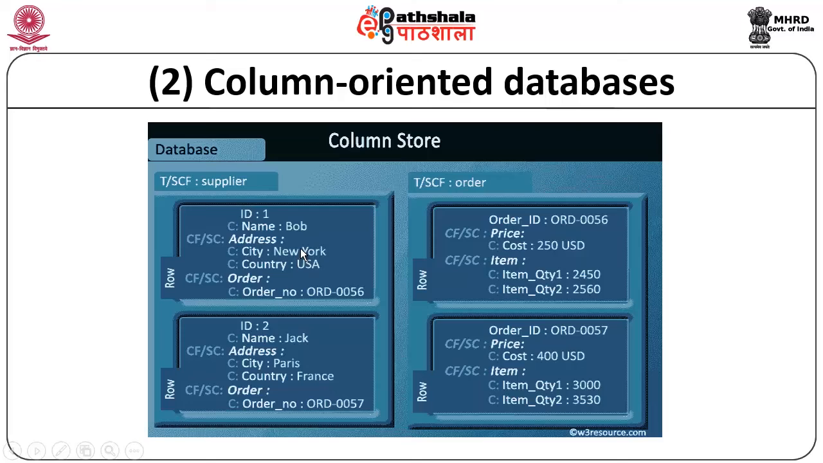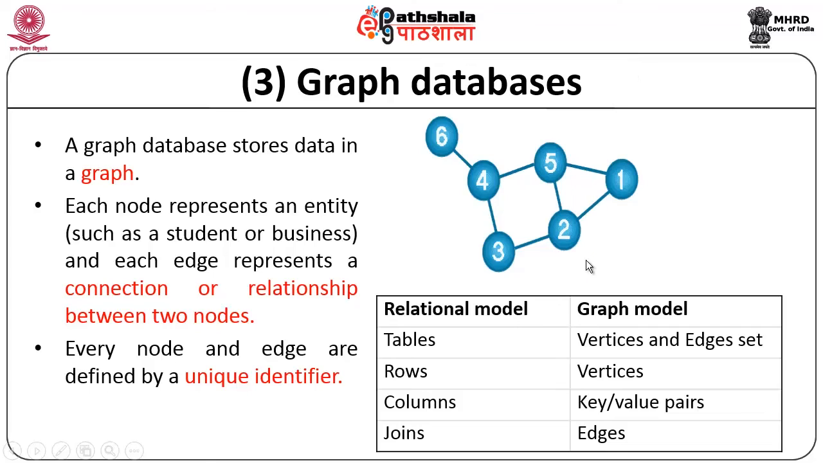So, the values for the city are New York, Paris, etc., and the values stored in the column called country are USA, France, etc. Likewise, every column will highlight a set of values. The next type of database is graph databases.